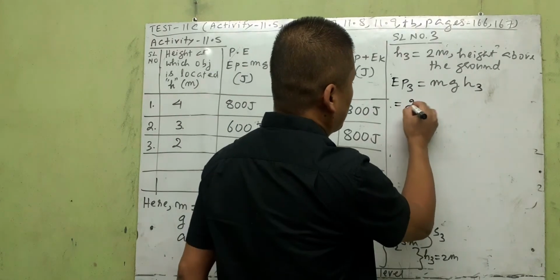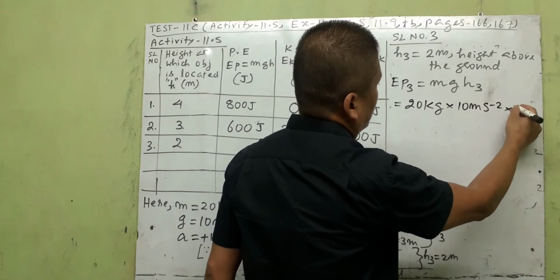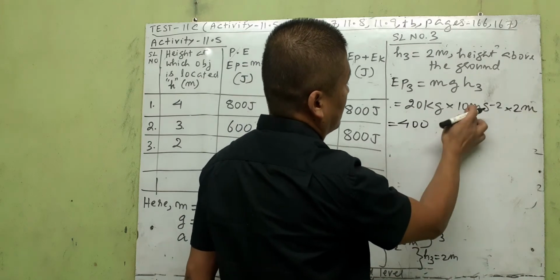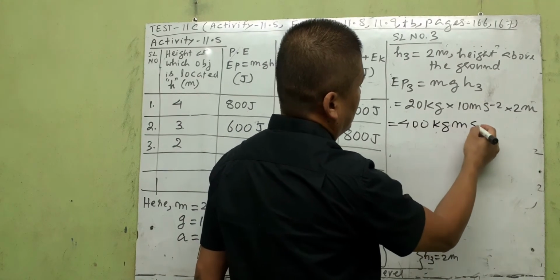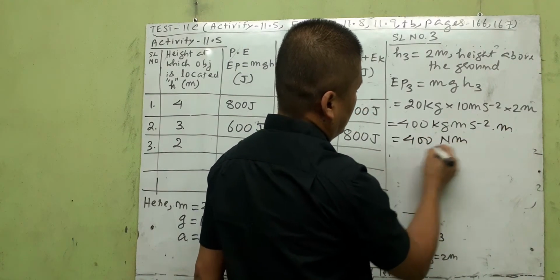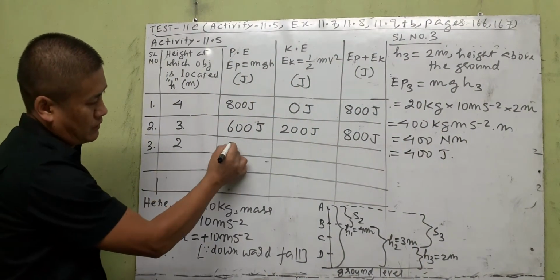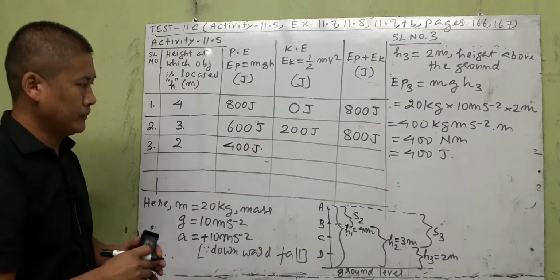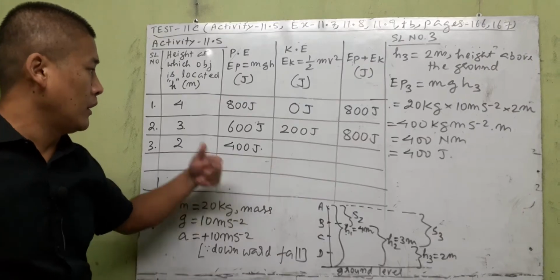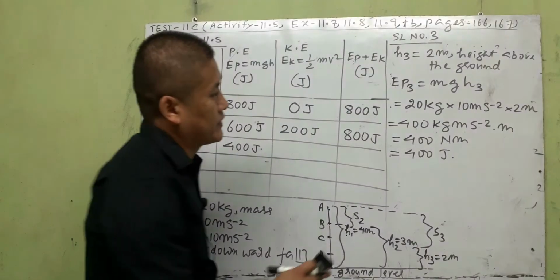So m is the same object, so 20 mass same. G is 10 meter per second square into H3 is 2 meter. So it's a simple case of 2 2s are 4 and then double 0 here. Kg meter per second square into meter. So this is 400 Newton meter, which is 400 joules. So potential energy in the third case is 400 joules. So we're realizing that as the object falls from top and comes nearer and nearer the ground level, potential energy is decreasing and kinetic energy is increasing, 0 to 200, and we will see more increase here.